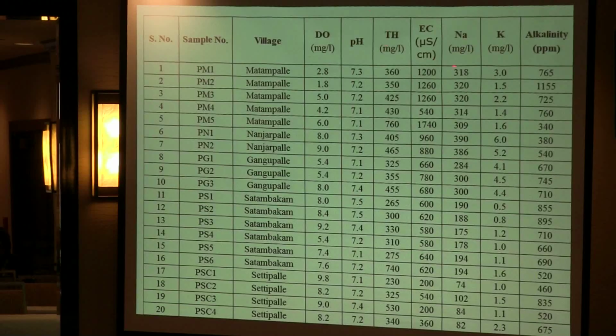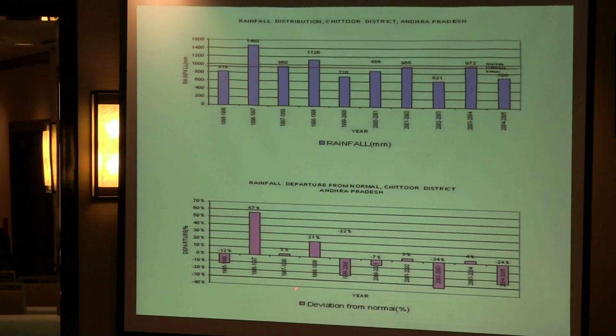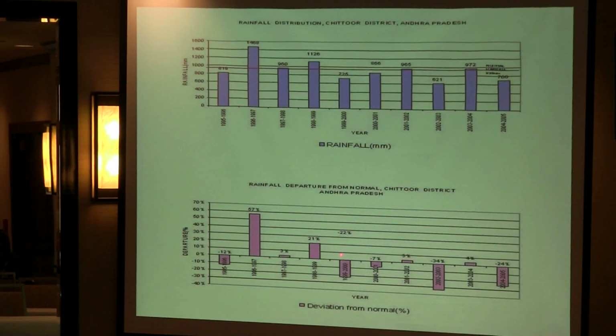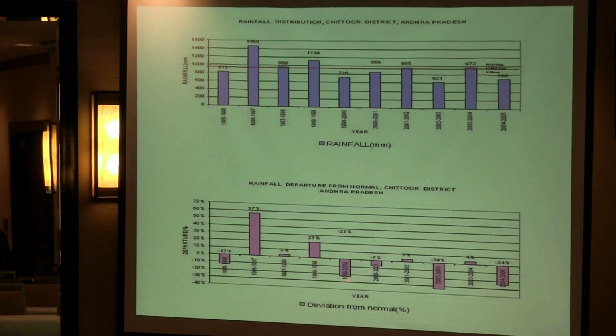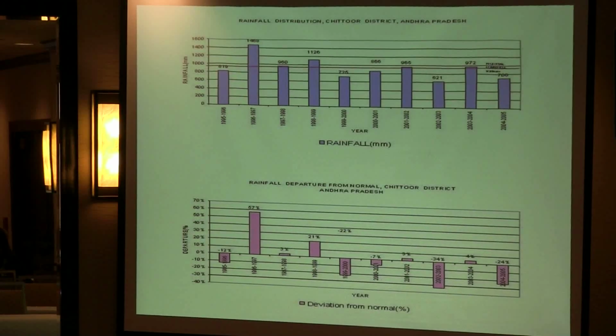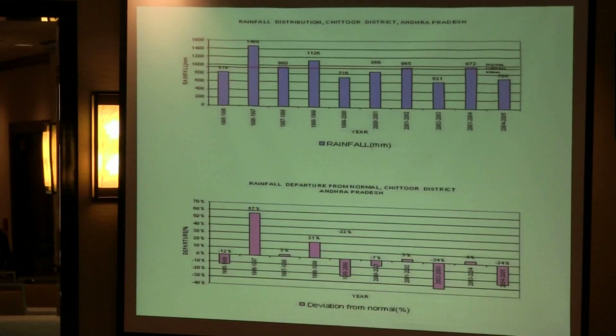So this is how the different parameters are, and in most cases they were beyond the limits. If you see here, this is the rainfall, and this is the deviation from normal. There is a shortage of almost 20% in the year 1999. Recently, in 2005, it is a 24% shortage. So as time goes on, the rainfall is getting lower and lower, and people have to depend more and more on the groundwater.